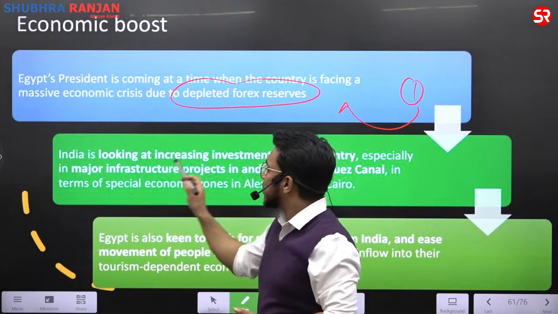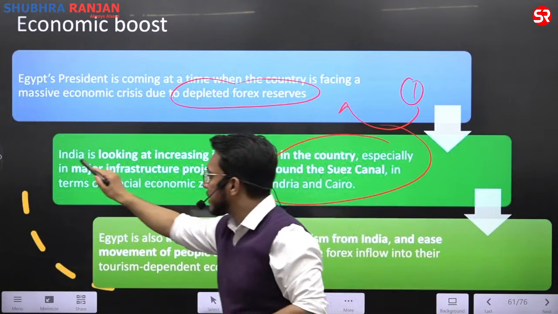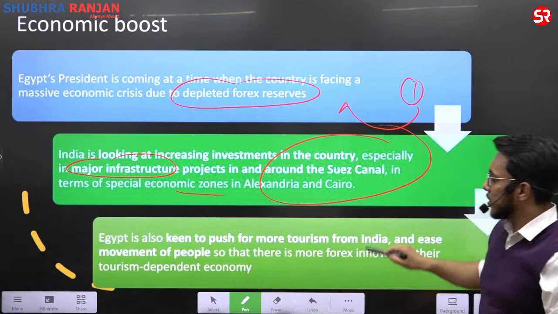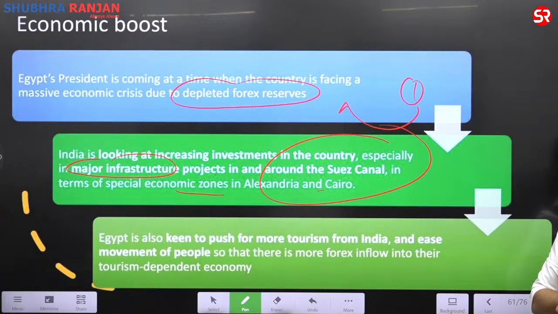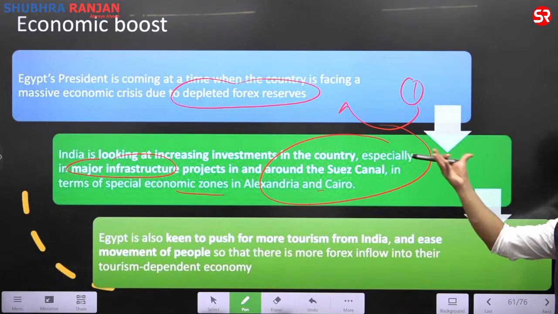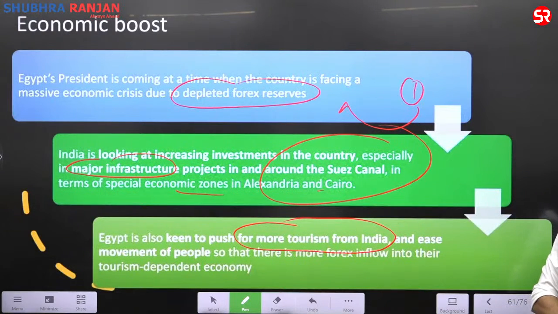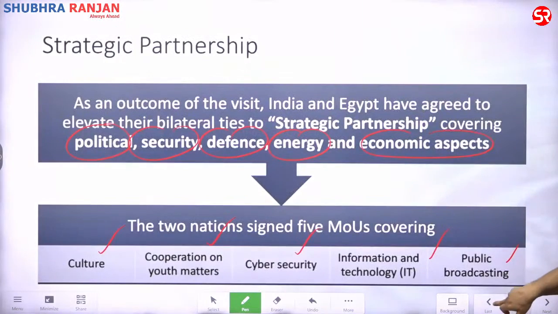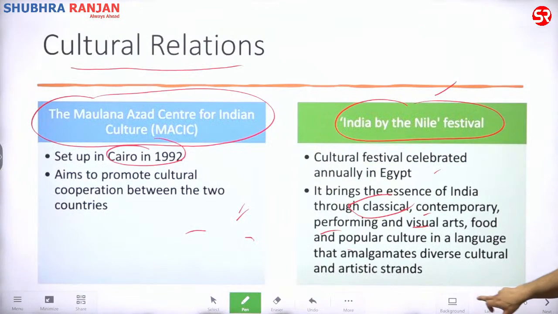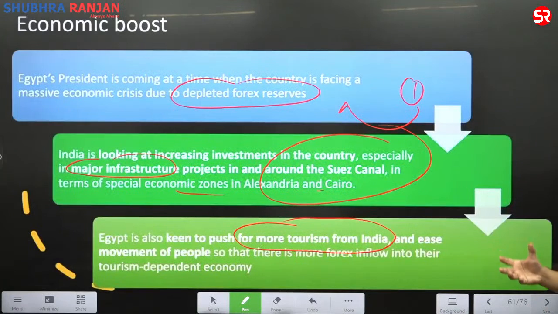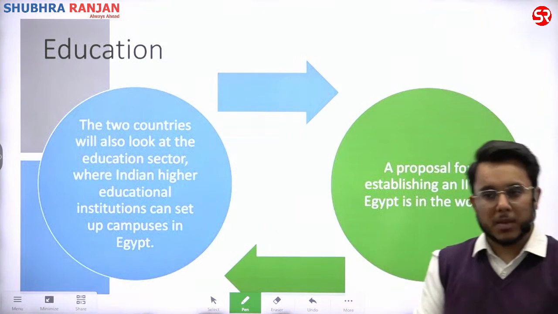Now, Egypt needs investment from India. Fine, to bring infrastructural projects, special economic zones in Alexandria and Cairo, which are the two most important cities of Egypt. So they need the help of India for the infrastructure projects. They also need the help of India so that India promotes tourism towards Egypt. Okay? And now, if you see this, the India by the Nile Festival. Why is the special India by the Nile Festival celebrated here? To attract more tourists from India. So for tourism's enhancement, to ease the flow of people, we will also be cooperating on that. Samajh mein aa raha hai ya nahi aa raha?